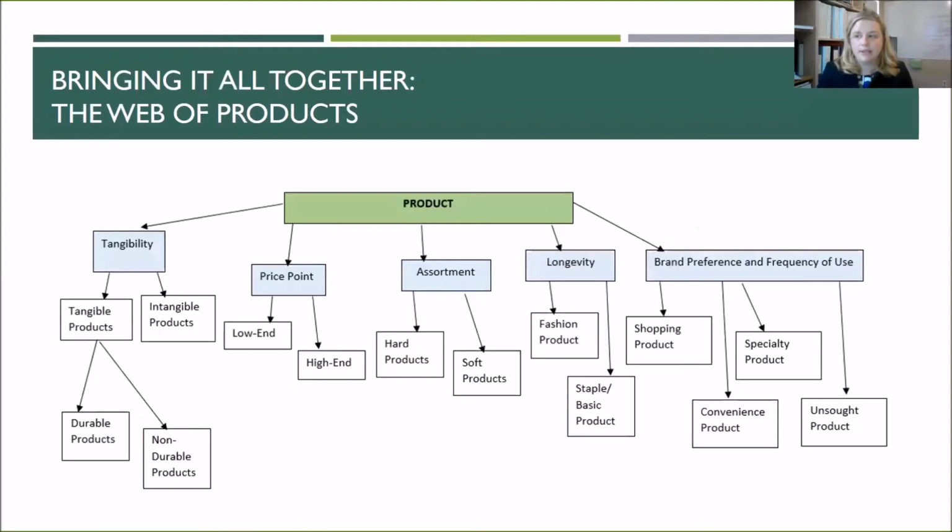So bringing this all back together, now that we've defined all of these types of products, look once again at this organization chart. Look at how they all relate to one another, but also look at how each classification represents different ends of the spectrum as well. So you've got tangible, and then the opposite is intangible. Low end, opposite is high end. So you're always going to have very noticeable distinctions in how these products differ. And that's what you need to know to form a sound retail concept.